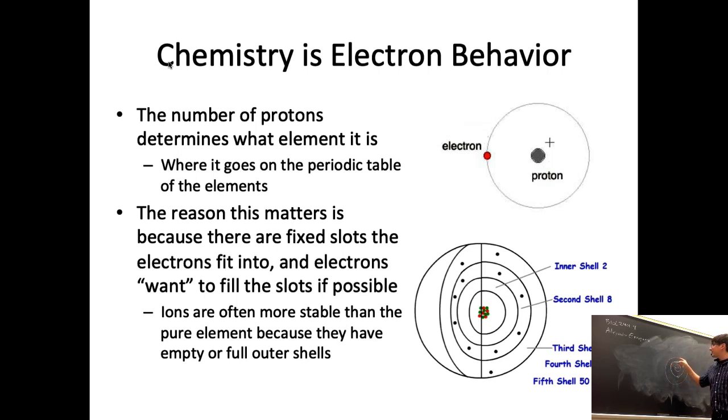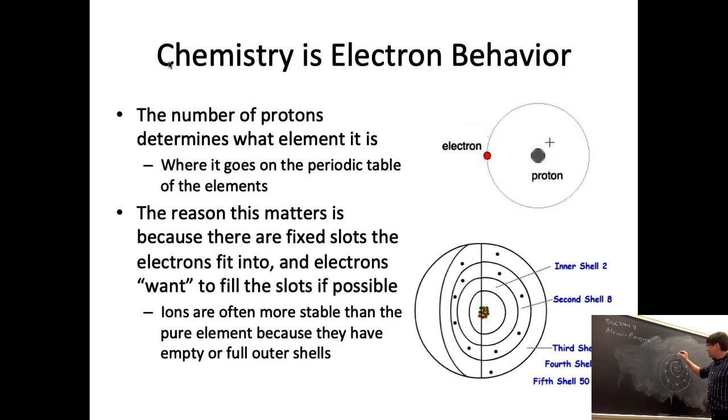So that first shell has 2 electrons, and the next one has 8. 1, 2, 3, 4, 5, 6, 7, 8. Right? How many electrons is this all together? 10. Good. How many electrons can it attract? 11. So I can add one more, right? But that's going to go on the next shell. Shell number 3.